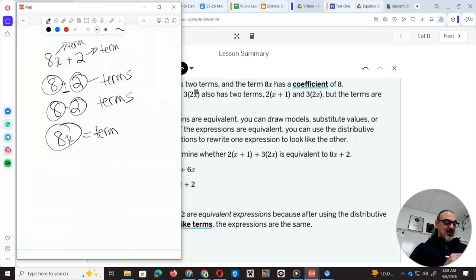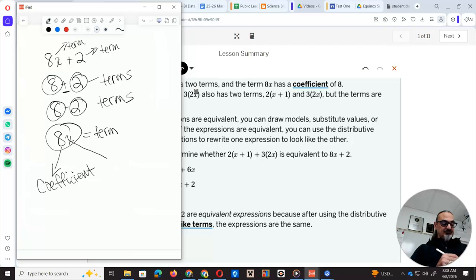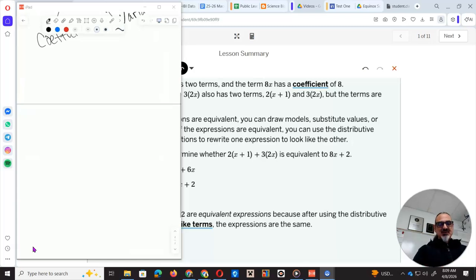But the other vocabulary word is distinguishing between a multiplication. So in the term 8x, 8 is called the coefficient. So the number's the coefficient. And the letter is called the variable. A little different than how we're using variables in science, because in science, variables are independent or dependent. All right, so that's just vocabulary.